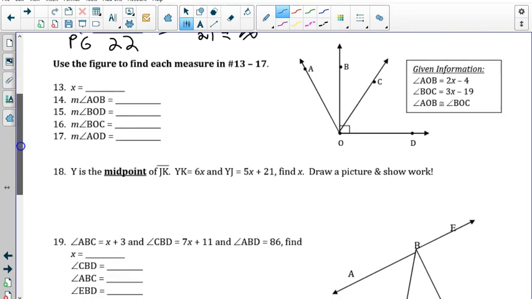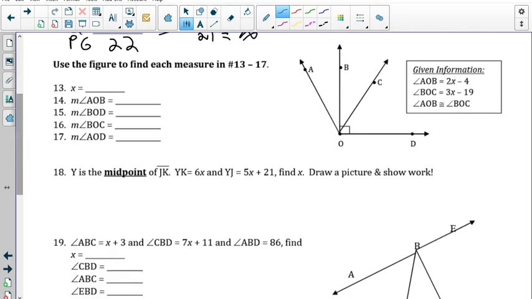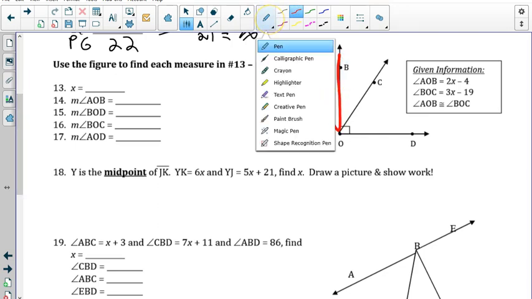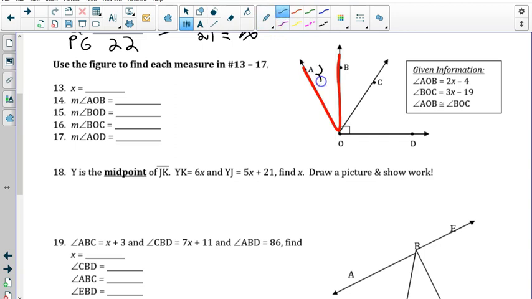All right, use figures to write. It says AOB is 2x minus 4. Where's AOB? That's here. A to the O to the B. So that's 2x minus 4. It says BOC is 3x minus 19. That's this one right here. And it says AOB equals BOC. So those two you can just set equal to each other. 2x minus 4 equals 3x minus 19.